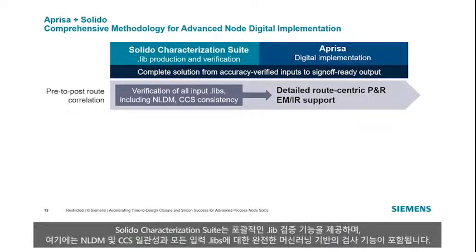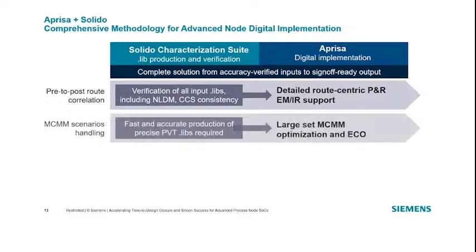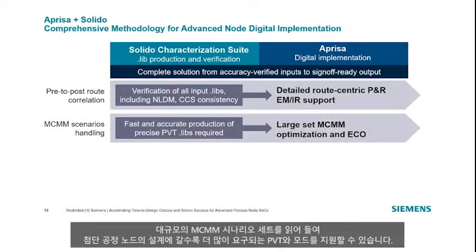Solido Characterization Suite provides comprehensive .lib verification, including NLDM and CCS consistency, and a full machine learning enabled check on all input .libs. Next, the Aprisa digital implementation solution utilizes a detailed route-centric approach that ensures that post-route correlation is built in to earlier stages in the flow. Aprisa also supports multi-corner multi-mode optimization and ECO and can read in large MCMM scenario sets to support the increasing PVTs and modes required in advanced process node designs.